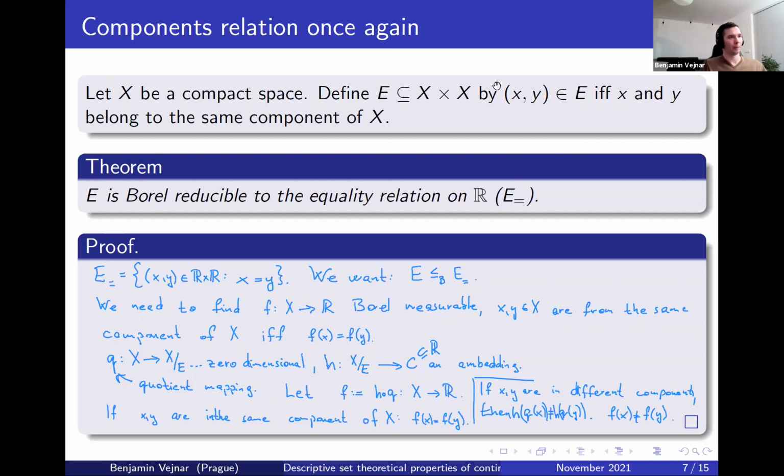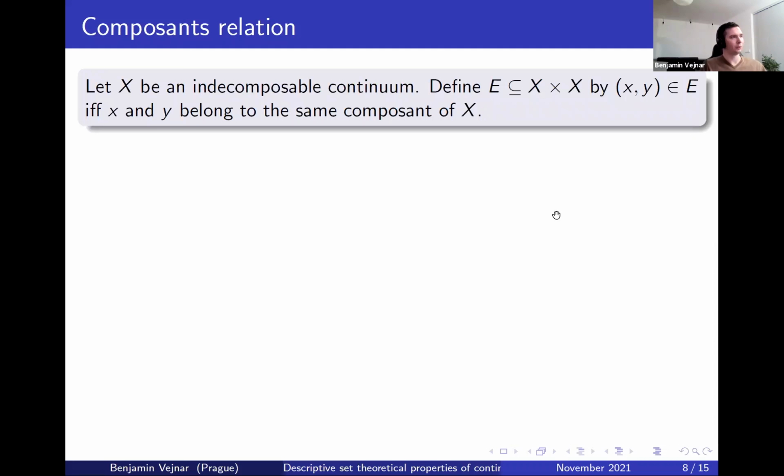Okay, so now let me continue with the composants relation. Of course, we need to suppose that X is an indecomposable continuum. And if we define E by the following rule, that xy is in E if and only if x and y belong to the same composant of X, then this E is really an equivalence relation, because we suppose that X is indecomposable, which means that two composants are either equal or disjoint.